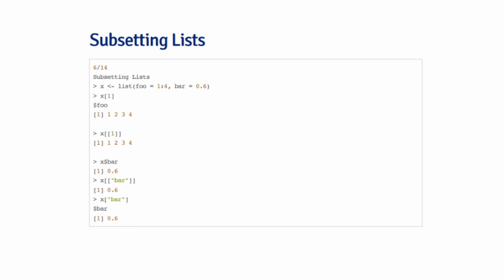The nice thing about being able to subset an element using its name is that you don't have to remember where it is in the list. So if I couldn't remember whether bar was the first element or the second element, I don't have to remember where it is in the order to use the numeric index. I can just use its name, and then it will automatically extract that element from the list.